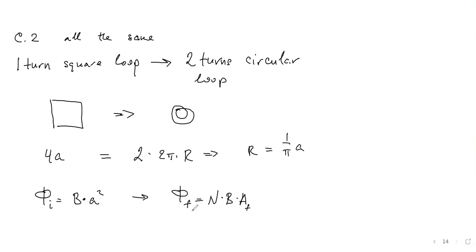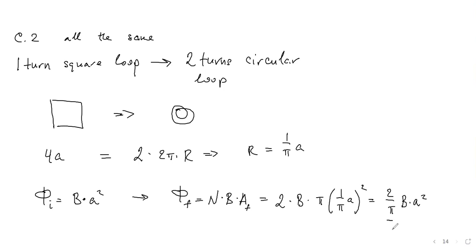So for the final flux, I would use number of turns because now you have two turns. They're smaller, of course, but there are two of them. So in this case, I would say two turns, magnetic field, and pi times the new radius squared. So I would get 2 over pi B a squared. So you see it's a difference. And the result actually is opposite.